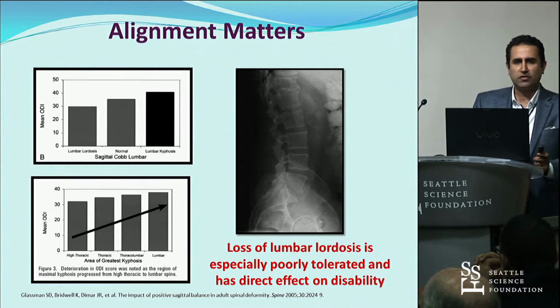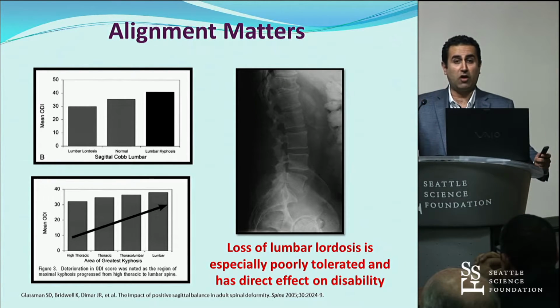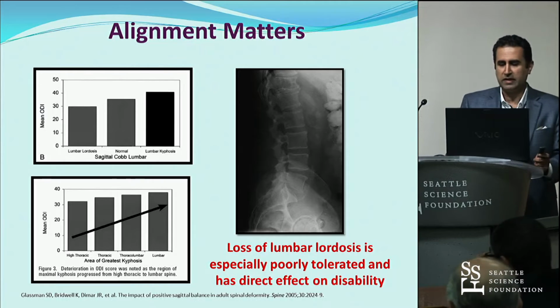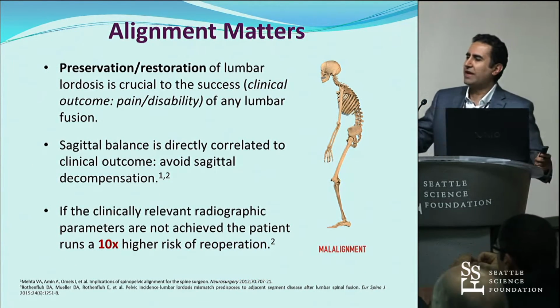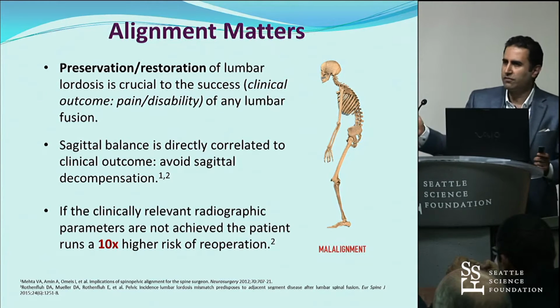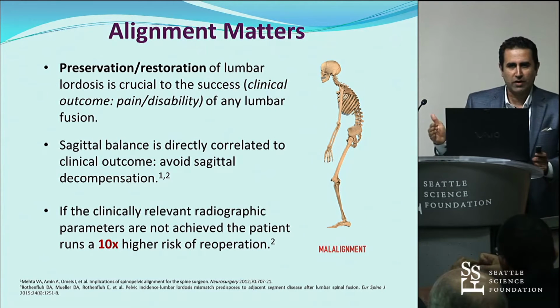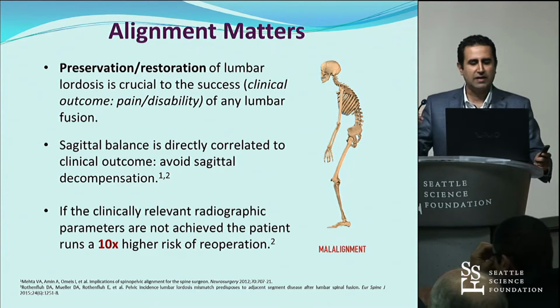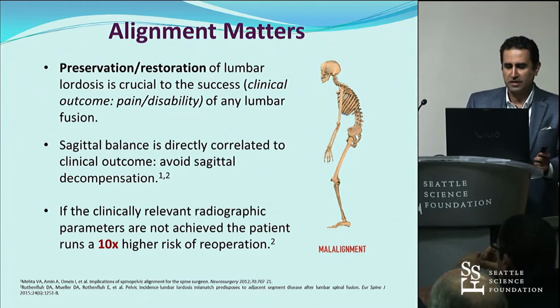So lumbar lordosis is especially poorly tolerated when it's lost, in terms of its impact on disability. So therefore, what are our goals directed towards? We must aim to preserve lumbar lordosis when it is present and to restore it when it's lost. Again, we want to avoid that sagittal decompensation.